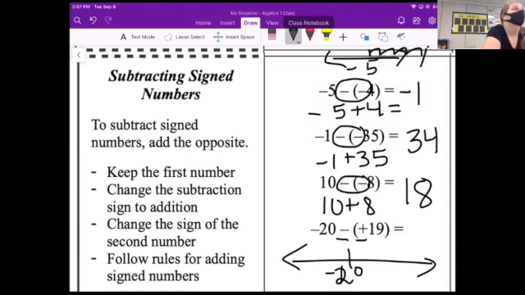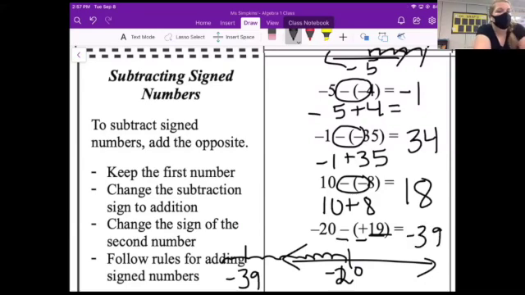Which way is less positive? If you're trying to get to the least amount of positive numbers, where would you go? To the left. And we're moving to the left 19 whole places. I'm not going to count that many, but 1, 2, 3, 4, and so on. I'm actually going to end up at -39. So be careful on that one.